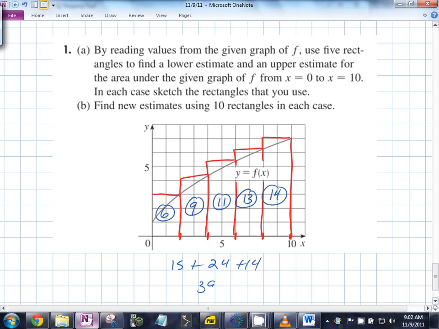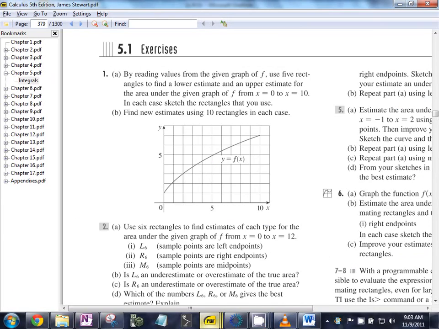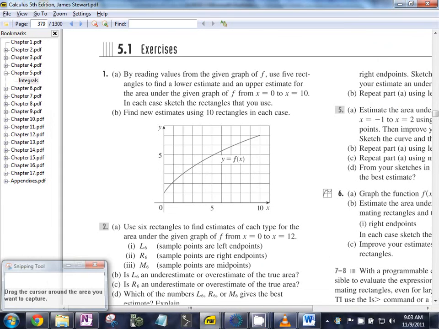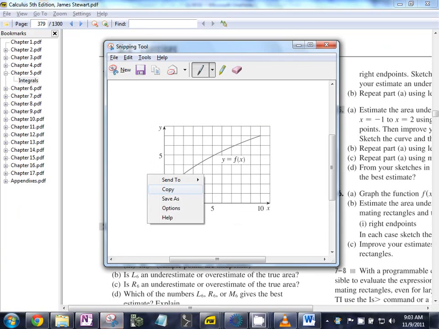There's our overestimate. How would we make an underestimate? Use the left endpoint, exactly. Let's get a better picture here and do that again. We're just kind of guessing by estimation. Yeah, exactly. You have to be comfortable with that. You will definitely be asked to estimate something on the AP exam. I'd be surprised if you were not.